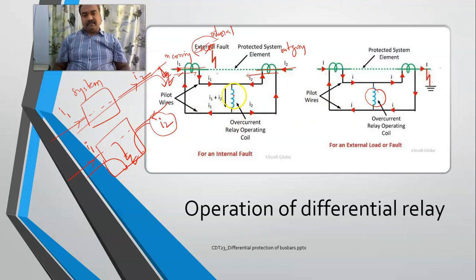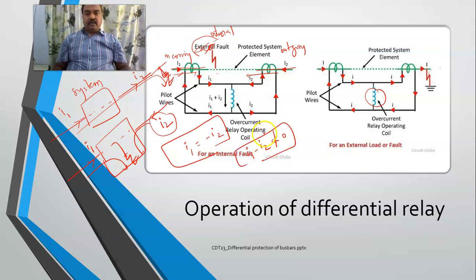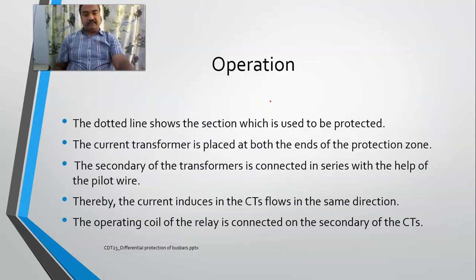But in this case, I1 minus I2 is not equal to 0, because it may be like this: I1 may be equal to minus I2, or I1 minus I2 may not be less than 0. So that's why your circuit breaker gets a signal. Your relay operates and it provides a signal to the circuit breaker. So the same has been represented here.